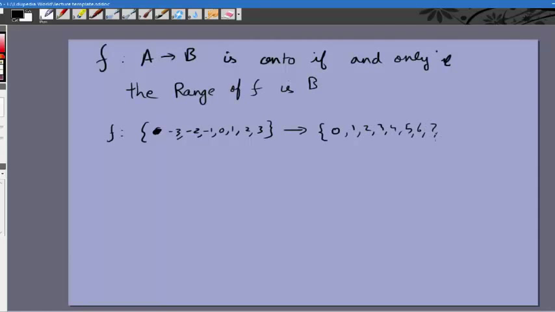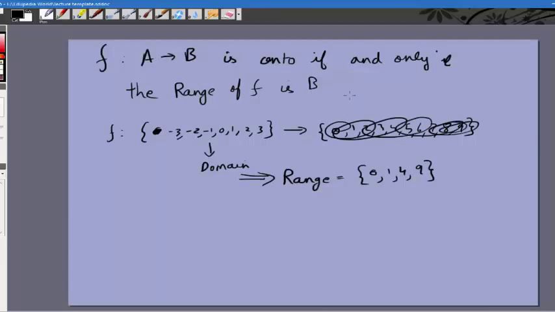So this is the domain. Based on this domain, what is the range? This domain means the range is the set 0, 1, 4 and 9. This is the range of this function. But this is the set B. These two are different, therefore it is not onto. If the set B was simply 0, 1, 4 and 9, then obviously it would be onto, and this would be the same as the range.